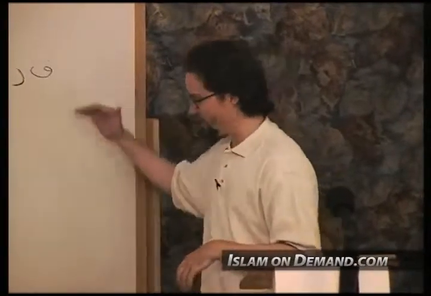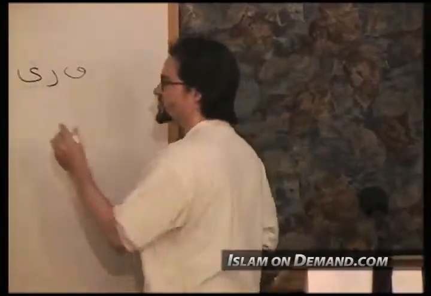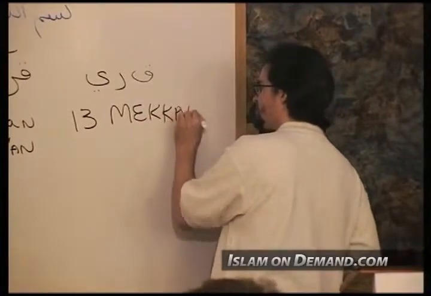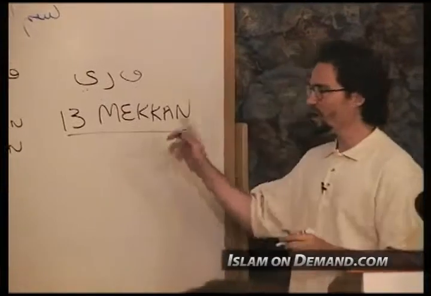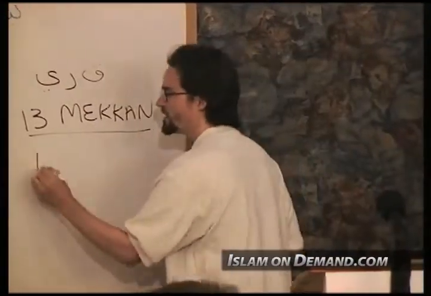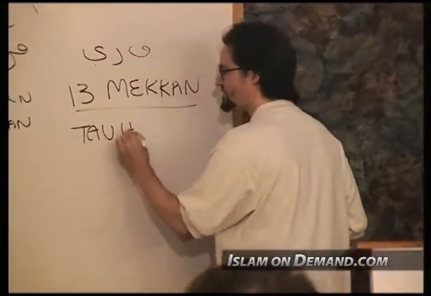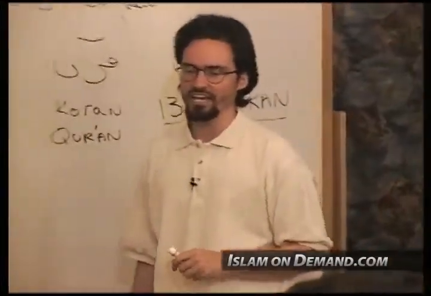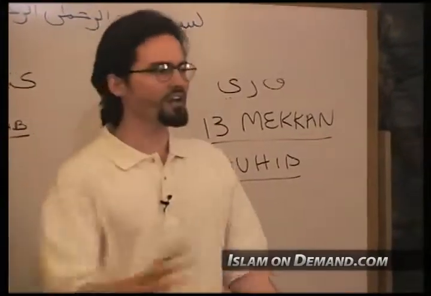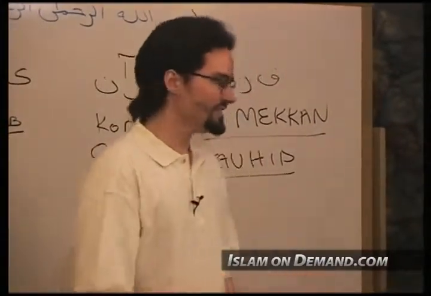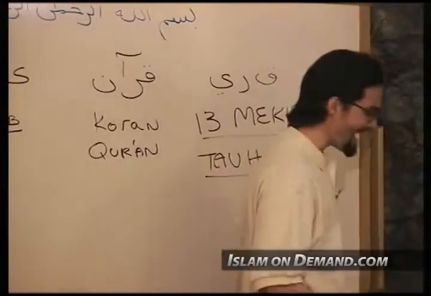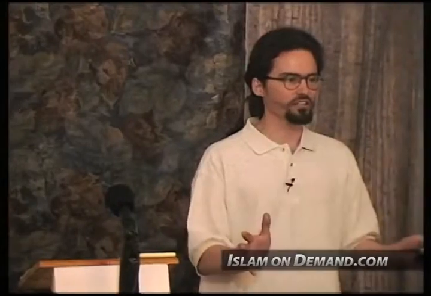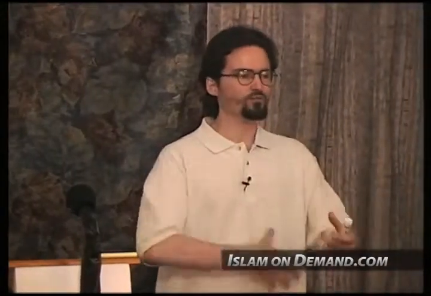And the first period, which is 13 years, is called the Meccan period. Now during the Meccan period, the dominant themes within the Quran are primarily what in Arabic is called tawheed. Now, tawheed is sometimes translated as monotheism, which is, I don't like that translation. The actual word in Arabic means to make one. If you translated it quite literally, it would be the making of one.